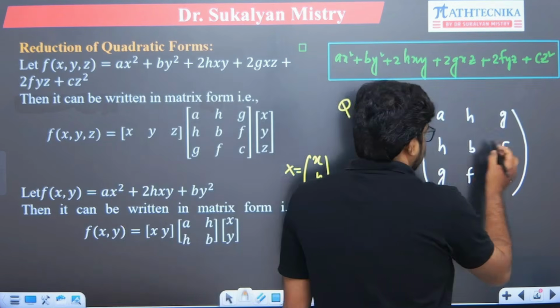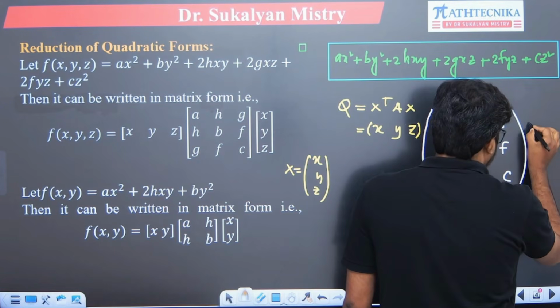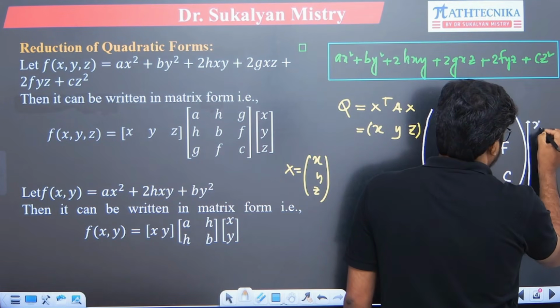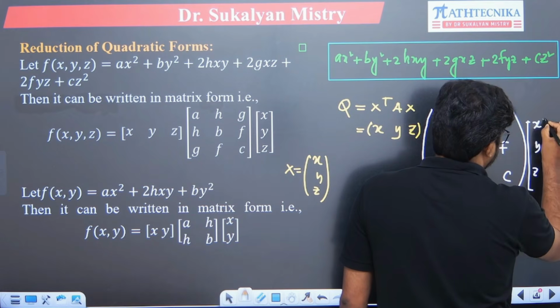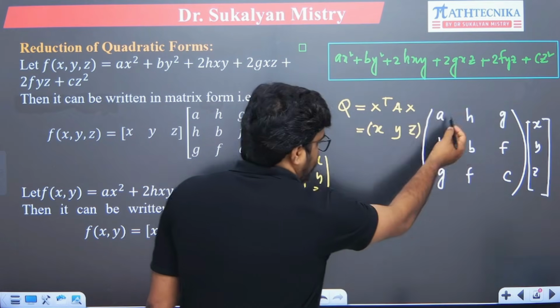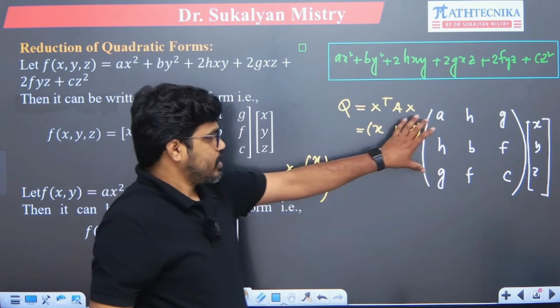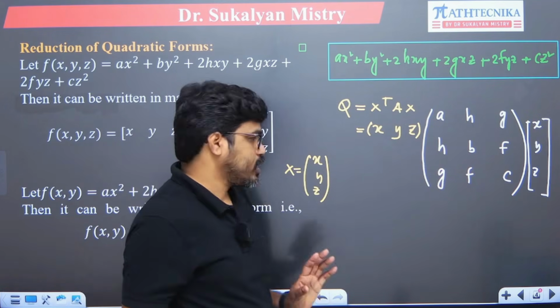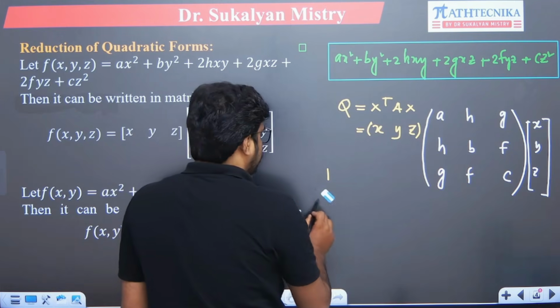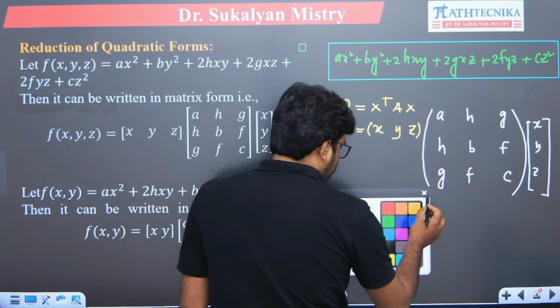Okay, so x transpose A x, what is x? X will be x, y, z, and this matrix is the symmetric matrix. Okay, so how to find the associated matrix? What is the technique? Note this.